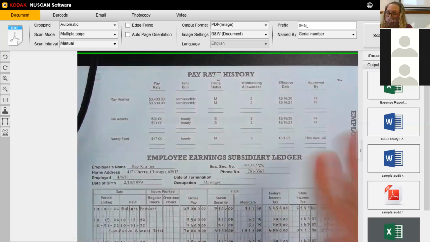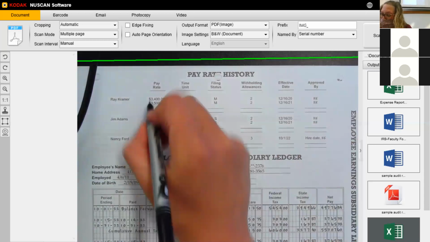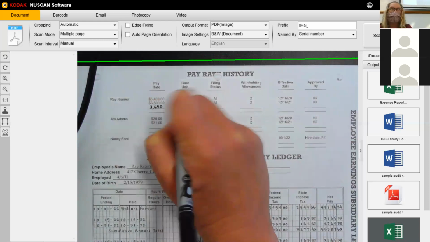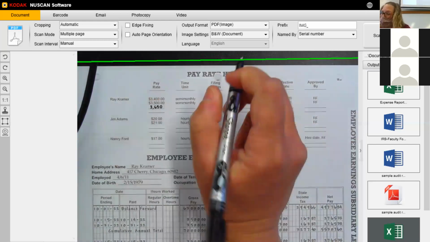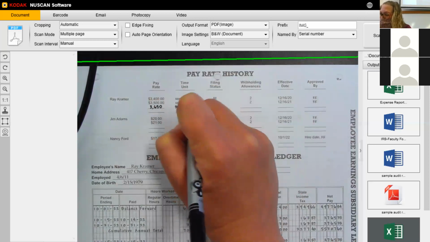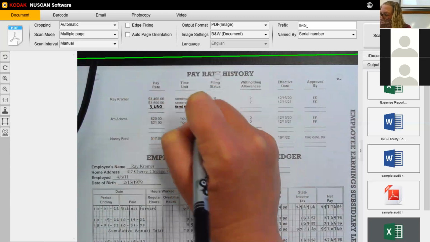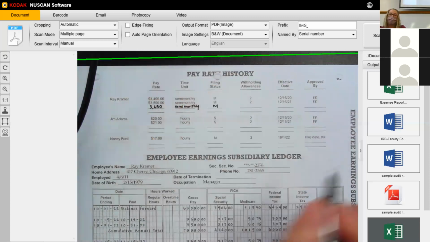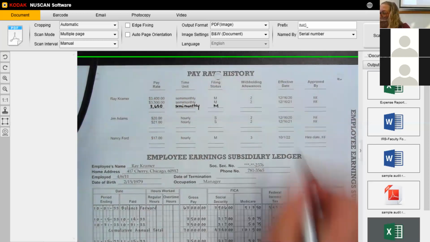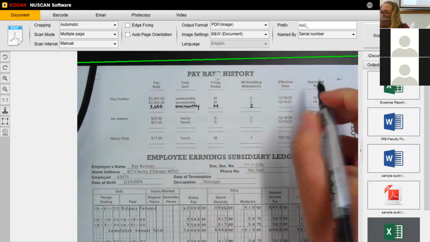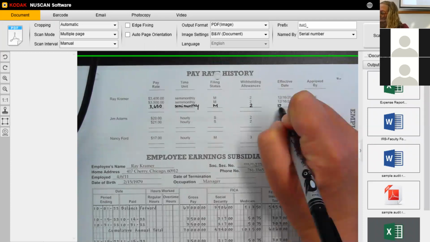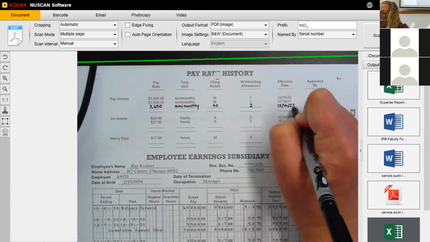So we have Ray Kramer, and now he's getting $36.50. He's receiving his pay semi-monthly. He's still married, is what the problem prompts told us. He has 2 withholding allowances, and the payroll takes effect on 12/16/22.